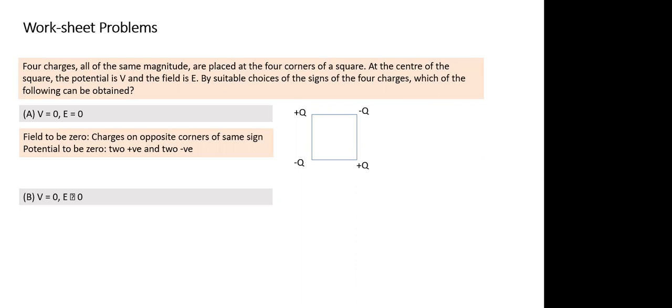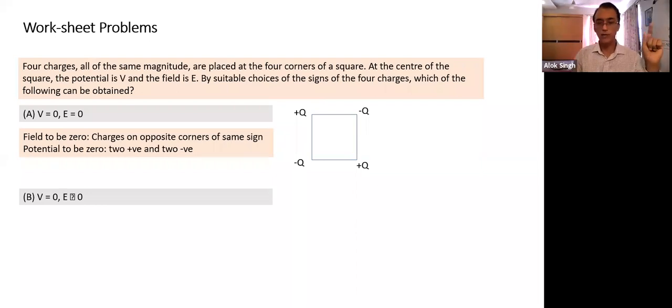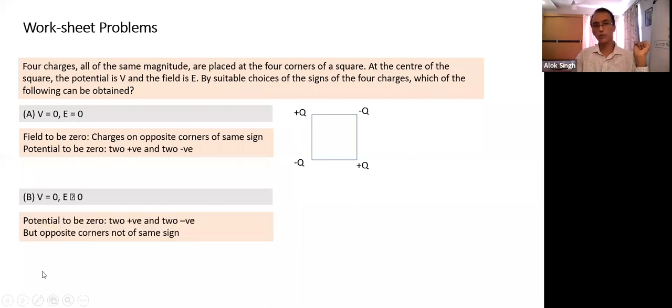Opposite corners, same sign. Opposite corners, different sign. At least one. First of all, two charges have to be positive and two charges have to be negative, because potential is zero, and potential zero means the net charge has to be zero. But opposite corners are not of the same sign. One corner may be the same sign but not the other. So how is the charge arrangement?